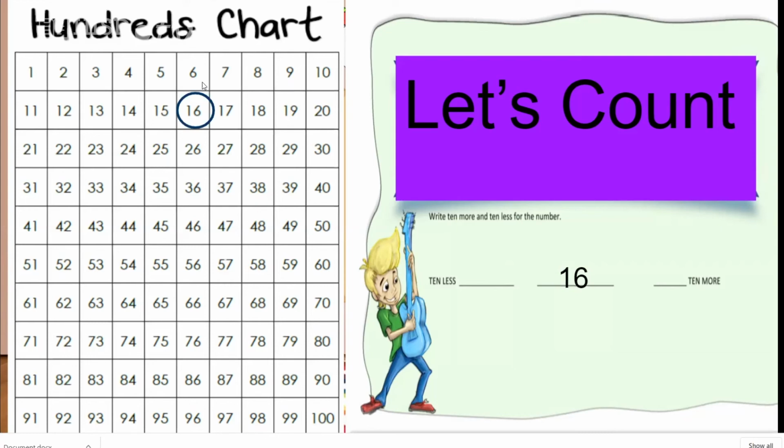10 less than 16 is 6. 6, 16. What's going to be 10 more, boys and girls? Some of you knew it without even counting. Great job. Pump yourself up 2 times. Woo, woo. 1, 2, 3, 4, 5, 6, 7, 8, 9, 10. 10 more is going to be 26. 10 more than 16 is 26.